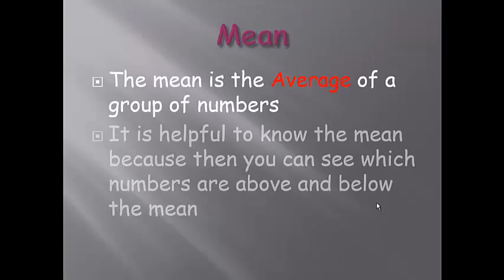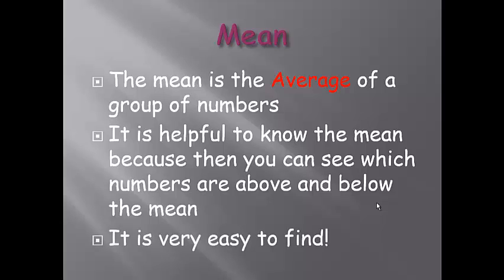Let's start with the mean. The mean or average of n numbers is the sum of numbers divided by n. The mean is denoted by x bar, which is the x with the line on top of it, for the data set. So it's helpful to know the mean because then you can see which numbers are above and below the mean. So hopefully it's easy to find.